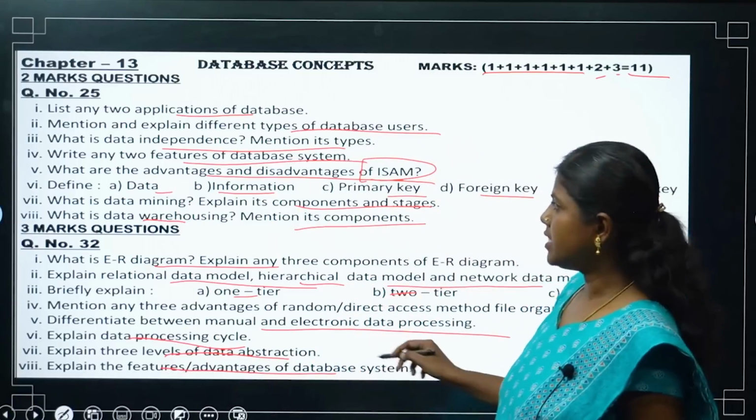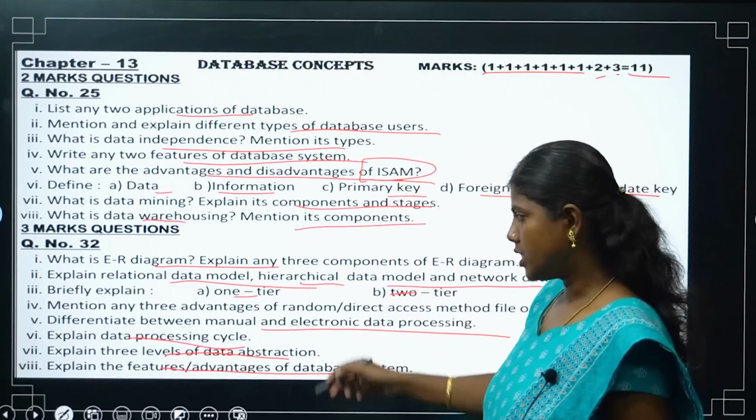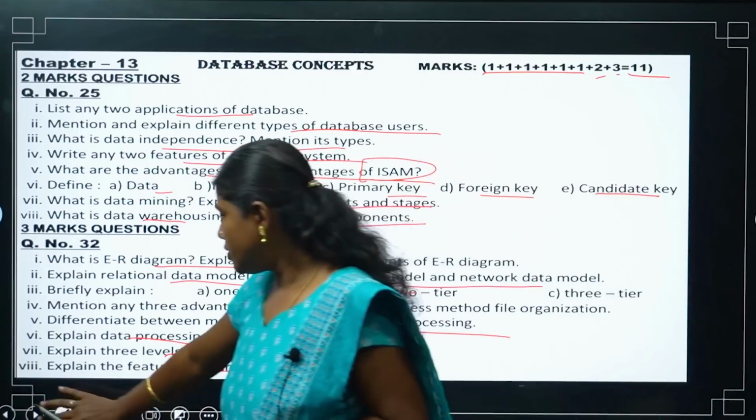Advantages, features of database system. It is already covered, but it's going to be of 3 markers. Is the point clear? So we'll just go to the next chapter.